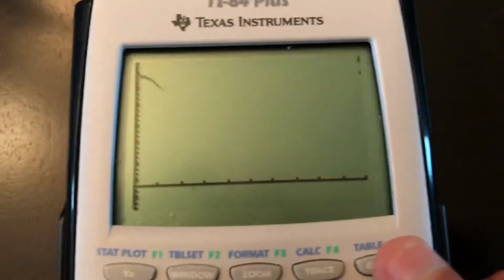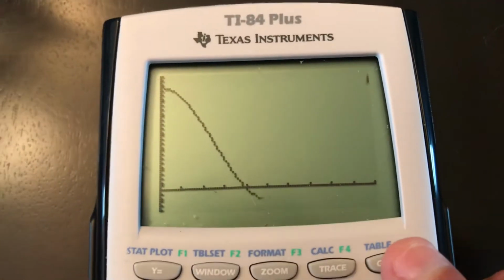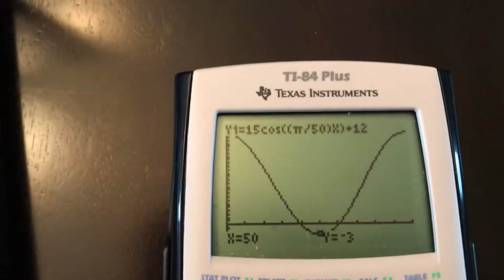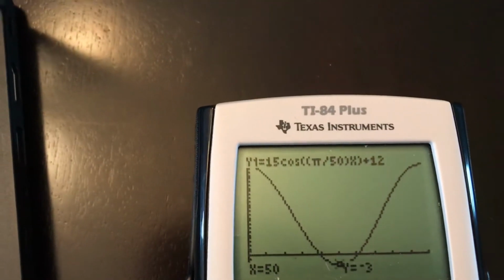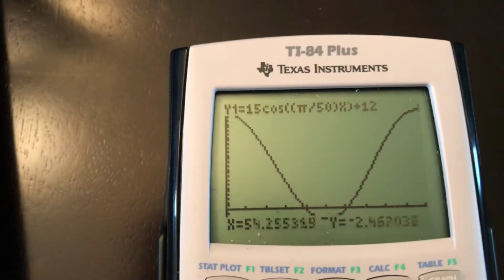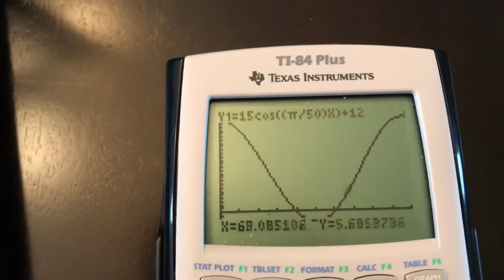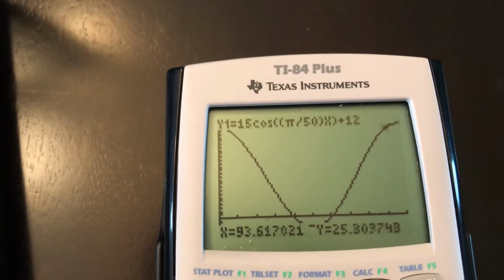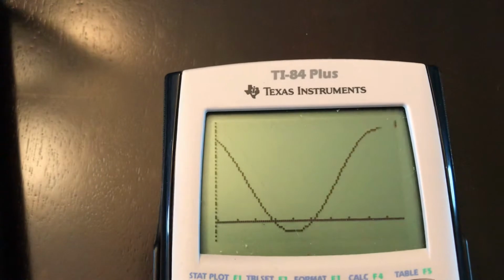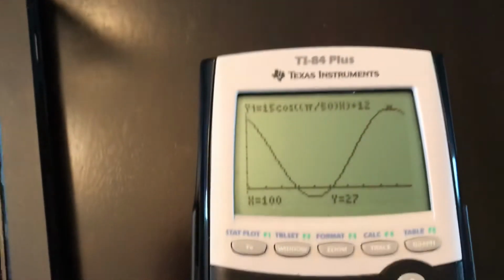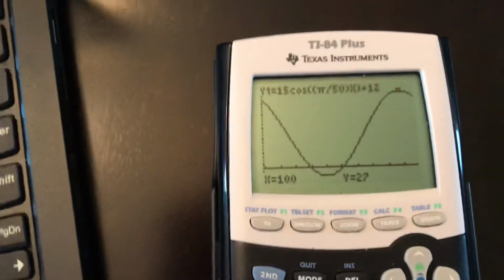And so if we graph this, hopefully we should see a graph that looks kind of like the roller coaster. Now, I set my scale up to show the full cycle, so it's going to be a little bit different than what you might have seen on the original graph. But notice here at about 50, it's at -3. That's where it was supposed to be. At 100, it should be back to the maximum height, which was 27. So we can scroll over here to about 100, and you can see it's hitting a maximum height of 27. So it looks like the graph is doing what it needs to do.